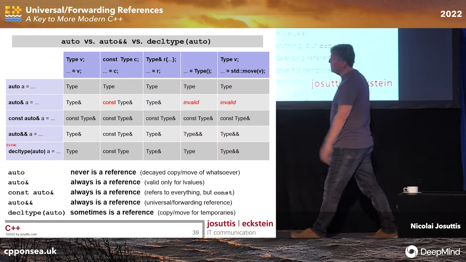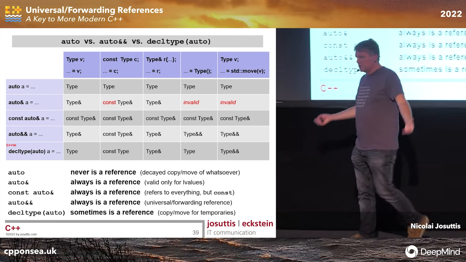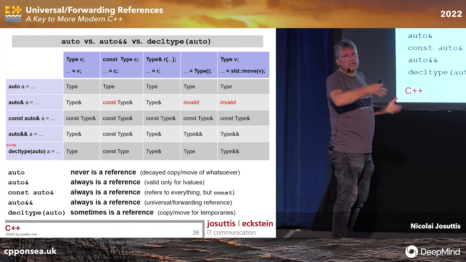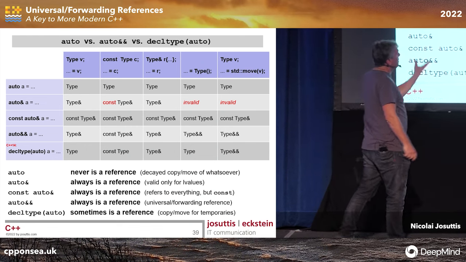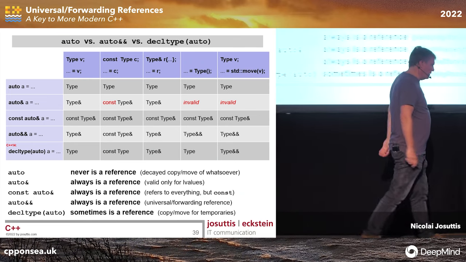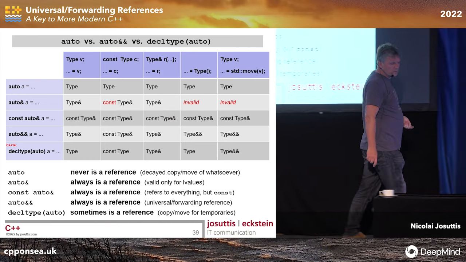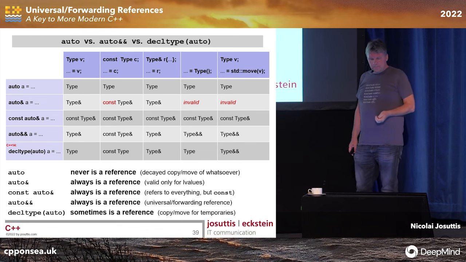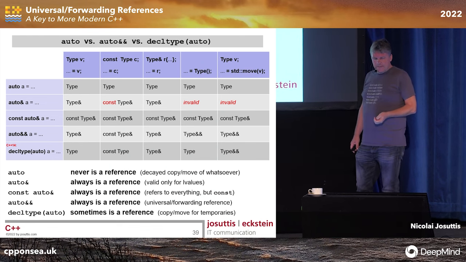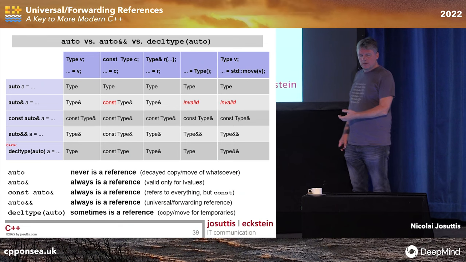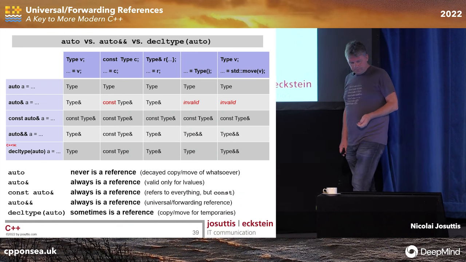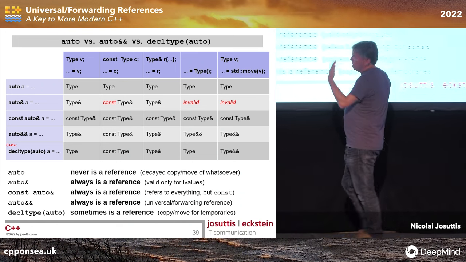So here are the rules. Here's the matrix of all the things you can have in generic code using auto. If you have something with auto, you always have a new object of the specified type. You even skip constness. If the initial value has const, the new object is not const. If you have auto with one ampersand, so a non-const L value reference, we have the problem that we cannot pass R values. So you can only pass L values, and then this is a reference that might or might not be const, depending on what you pass in.